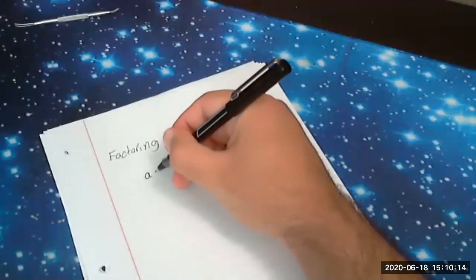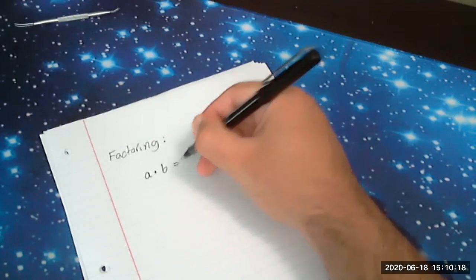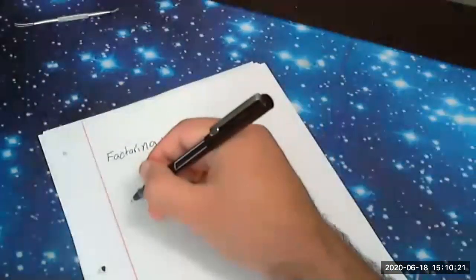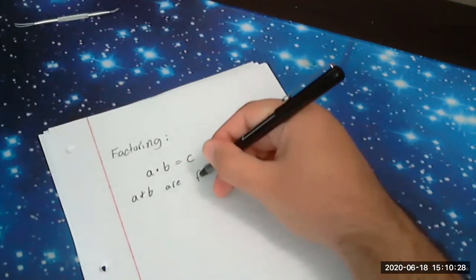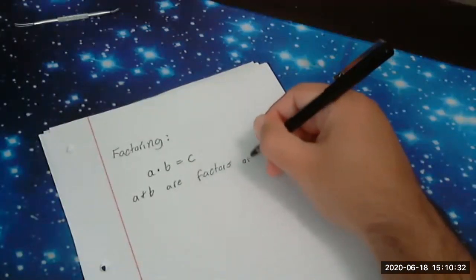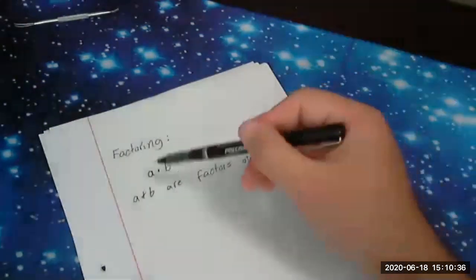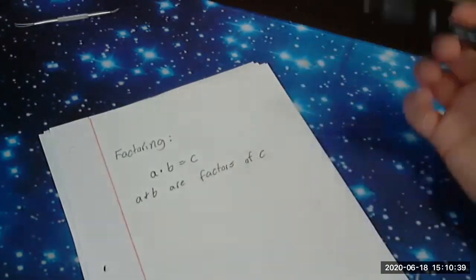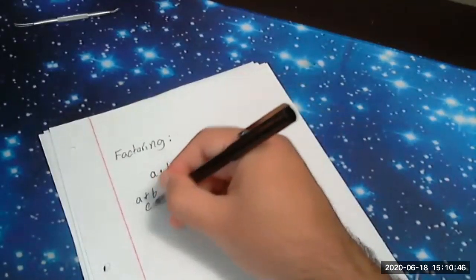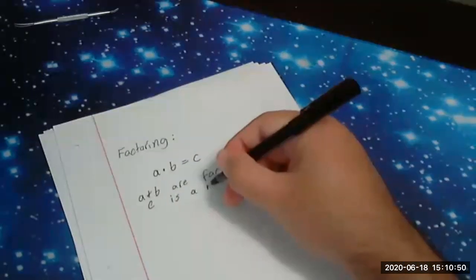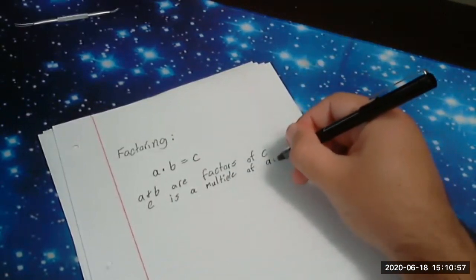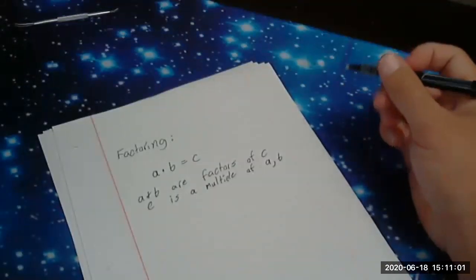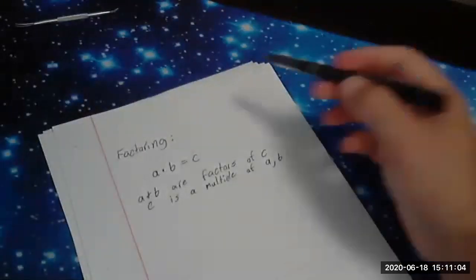Well, A times B equals C. A and B are factors of C, meaning A and B are numbers that you can multiply to get C. And the other way around, C is a multiple of A and B.